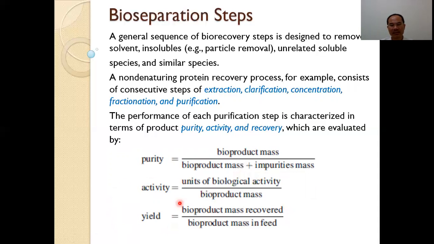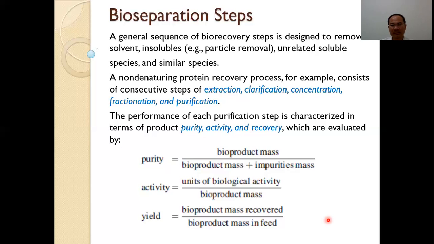And the last one is the yield. Yield equals the bioproduct mass recovered divided by the bioproduct mass in the feed. What does it mean? We would like to check what percent of the feed or raw material you can convert to be the product.